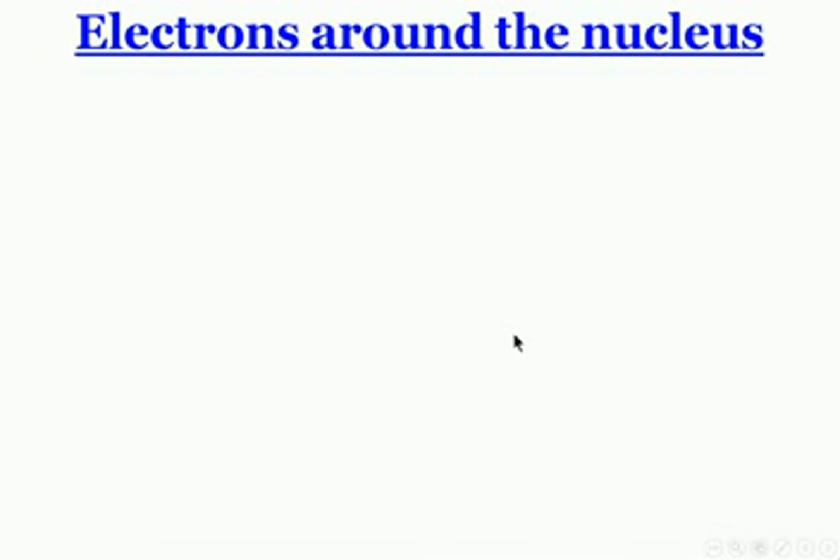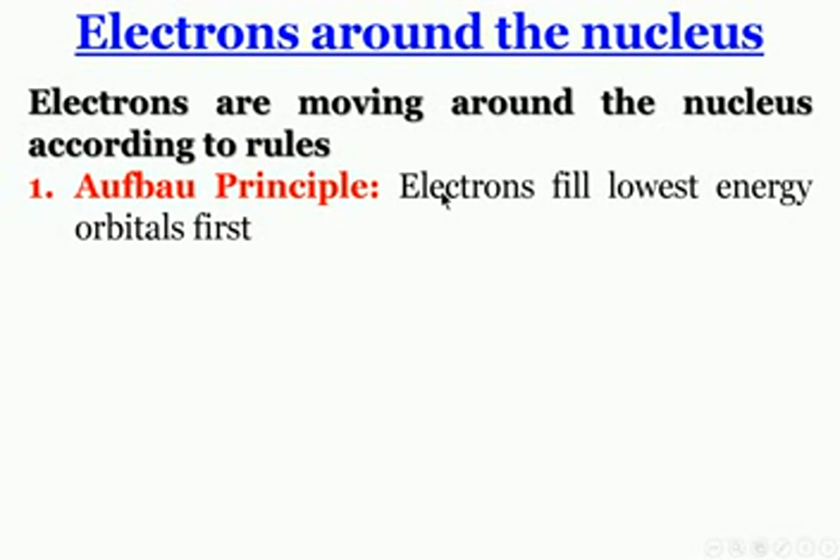So the electrons are distributed around the nucleus according to determined concepts. Concept 1 is the Aufbau principle. In the same energy level, the electrons are filled in the suborbital of lower energy.